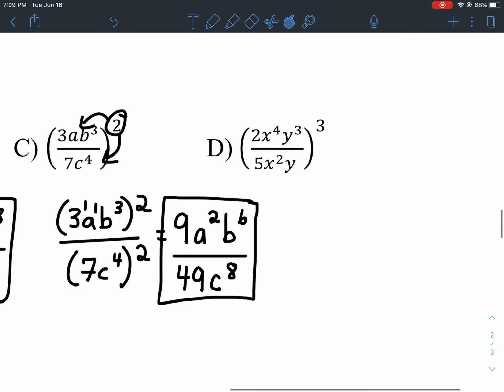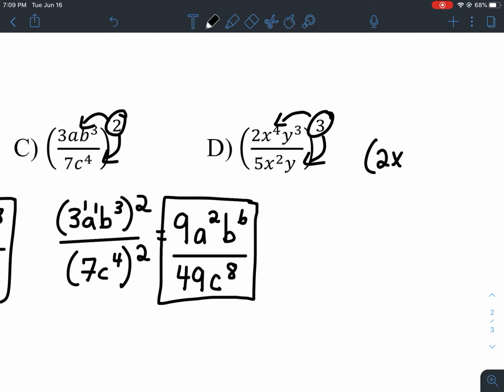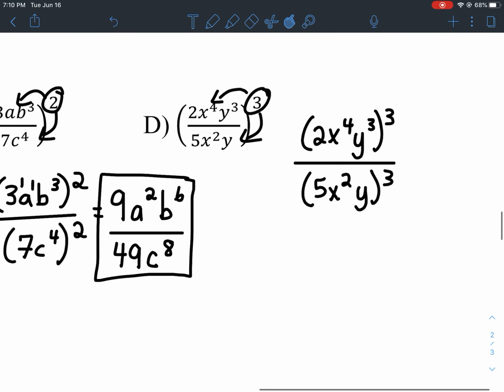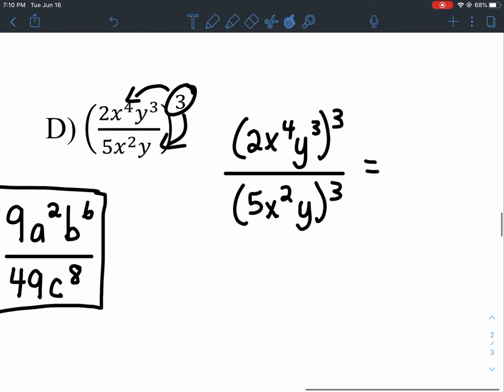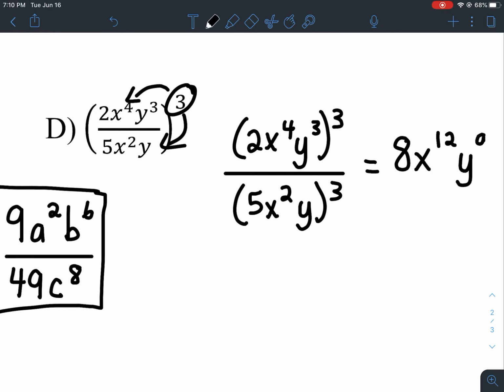And then my last problem up top here, D, I'm going to again make sure I raise the 3 to both the numerator and denominator separately. So I'm going to do 2x to the 4th, y to the 3rd, all raised to the 3rd power, over 5x squared y to the 3rd power. I'll actually do that up here. Okay, so now we have 2 to the 3rd power, which is 8, 4 times 3, which is 12, and 3 times 3, which is 9.